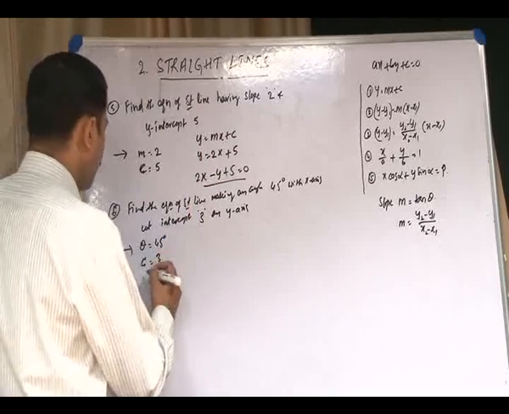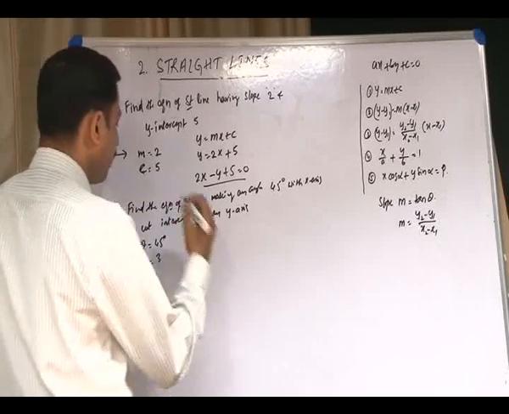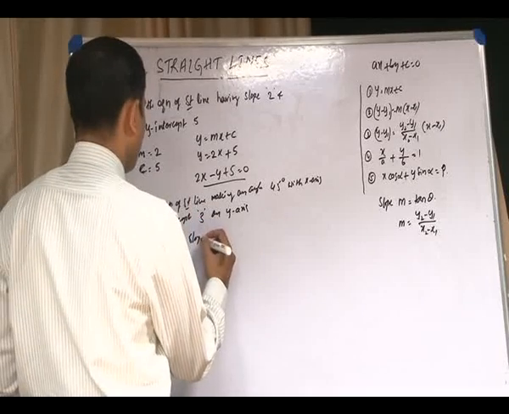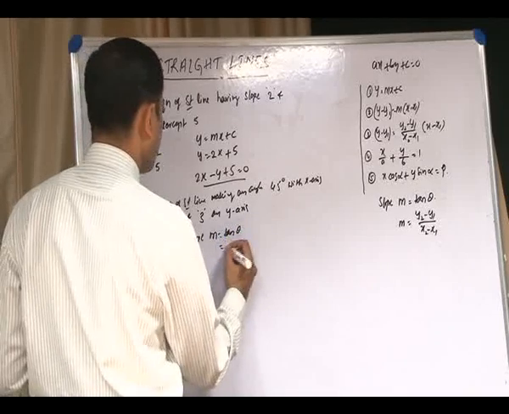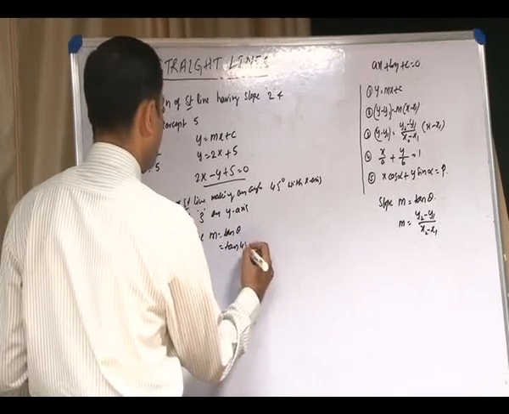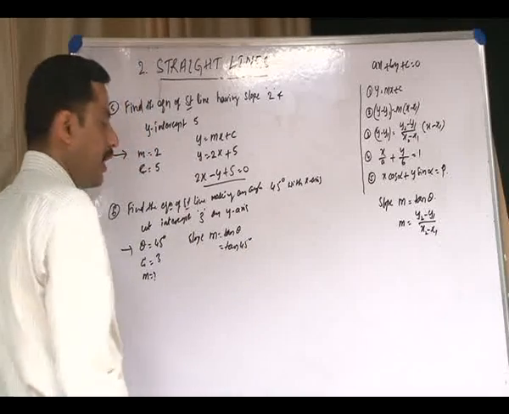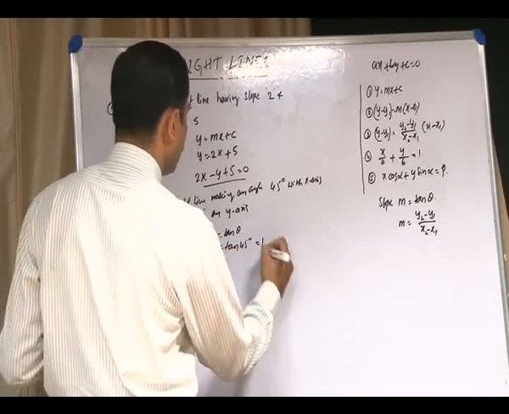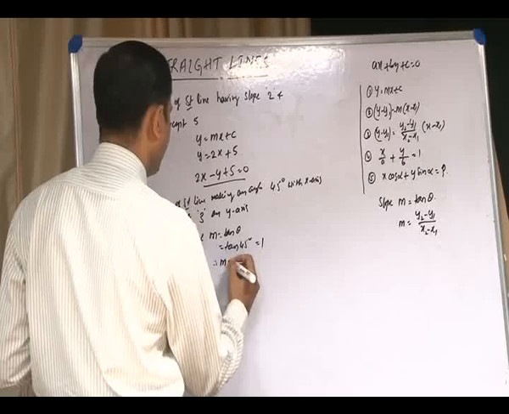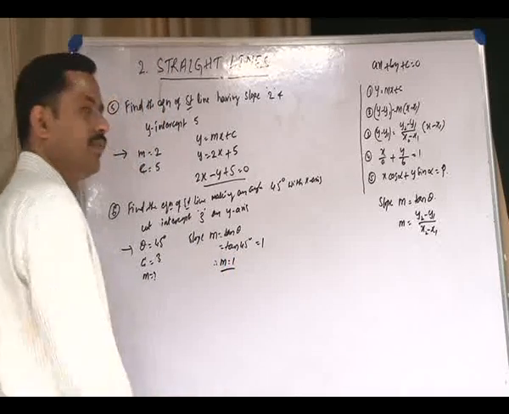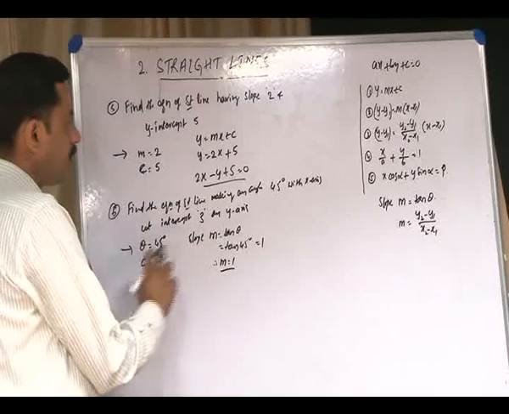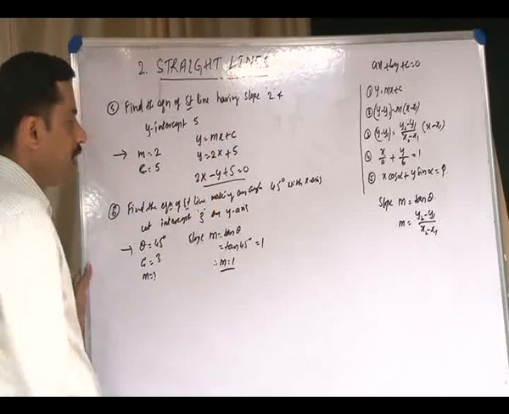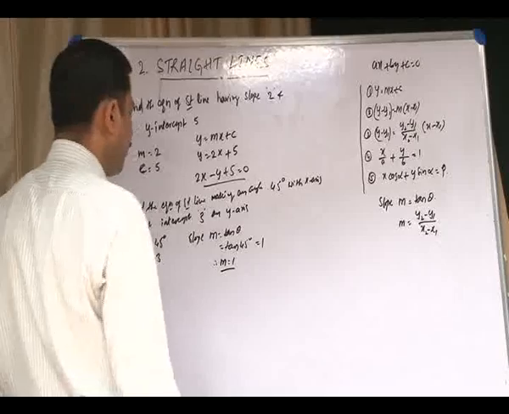Therefore, the slope of the straight line m is equal to tan theta. So, here theta is 45 degrees, and tan 45 is equal to 1. Therefore, the slope of the straight line m is equal to 1. Now the slope is known and the y intercept is known, then you have to find the equation of the straight line by using the slope intercept form only.